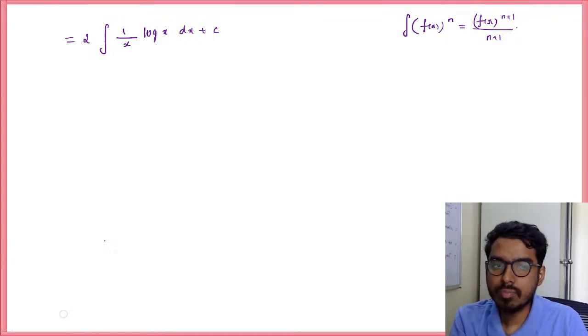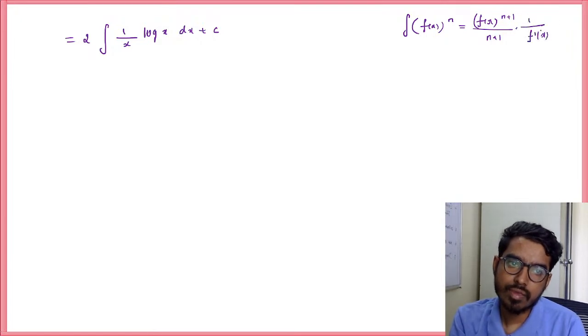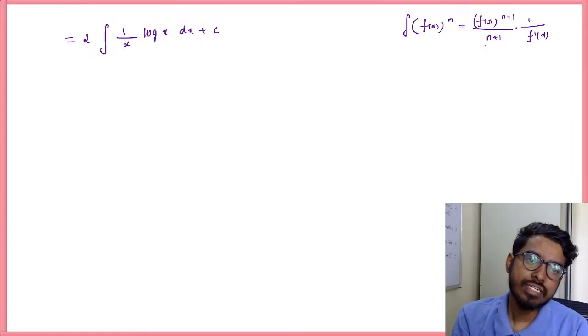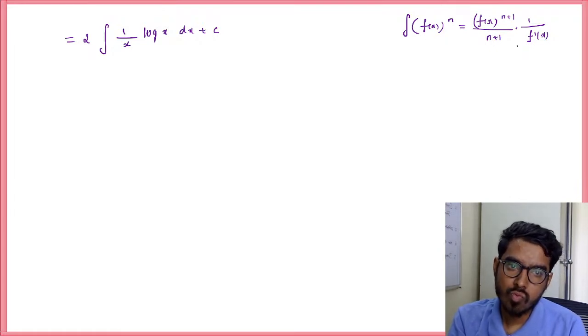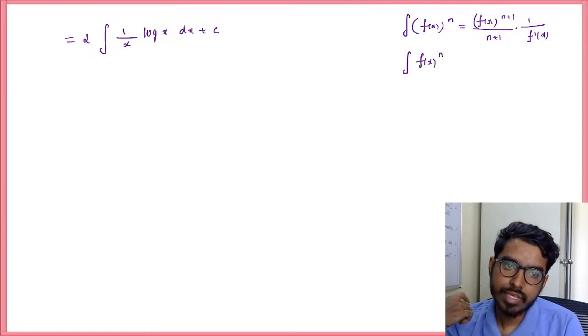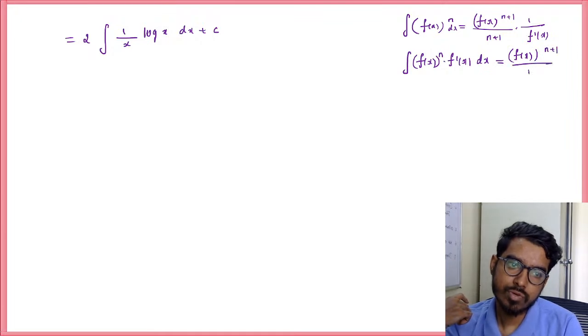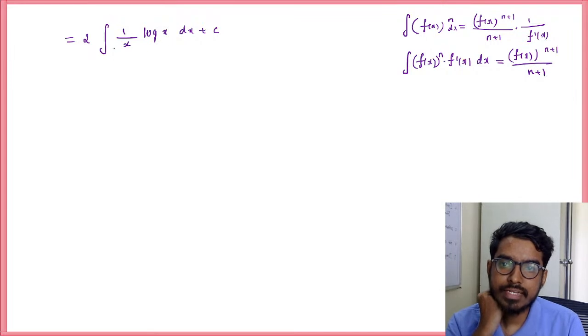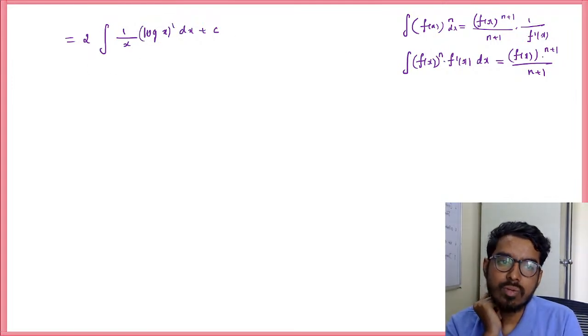The integration of f of x whole power n is f of x whole power n plus 1 by n plus 1, times 1 by f dash of x. That means if you multiply by f dash of x here, the integration of f of x whole power n into f dash of x dx is f of x whole power n plus 1 by n plus 1.